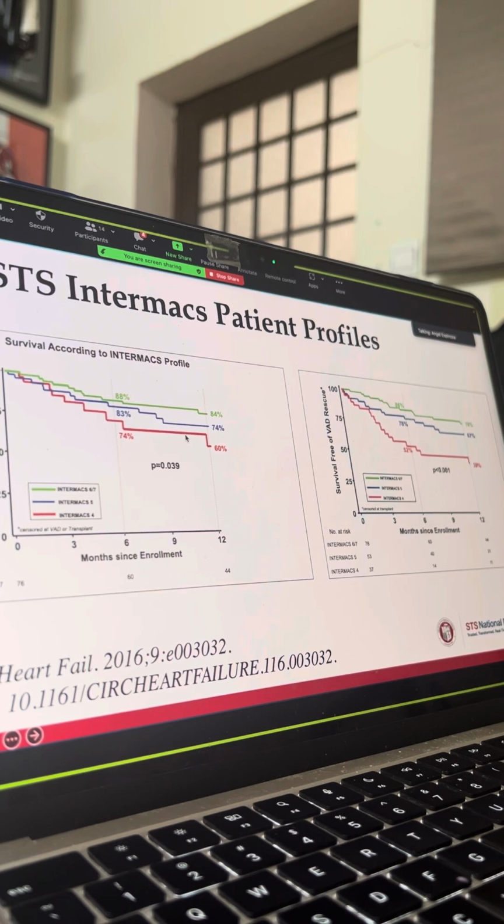So if you see, the INTERMACS 6 and 7 have a survival of 85% at 12 months, but the INTERMACS 4 have a survival of 60% or less at 12 months. Okay, and the same happens for the patients that survive when they don't get any ventricular assist device rescue. And it is even worse: for INTERMACS 6 and 7 without VAD rescue, they survive 78%. But INTERMACS 4 and lower will have a survival of less than 40%.